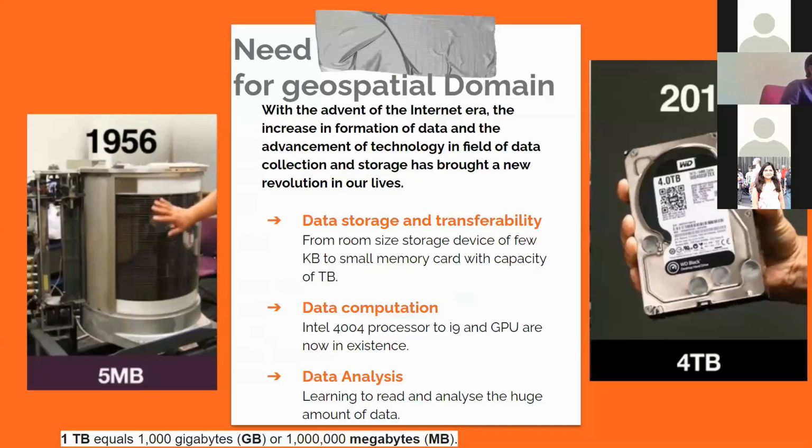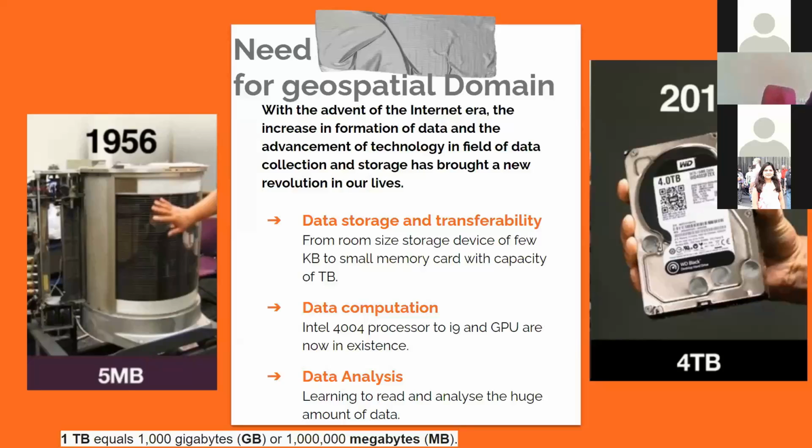Earlier, we used to have room-size storage devices of a few KB, and now a small memory card with a capacity of terabytes. Like in the image, we can see that in 1956, we used a hard disk of 5 MB and it was so huge. And now in 2013, we can see a hard disk of 4 terabytes and it is very small and can contain a large amount of data.